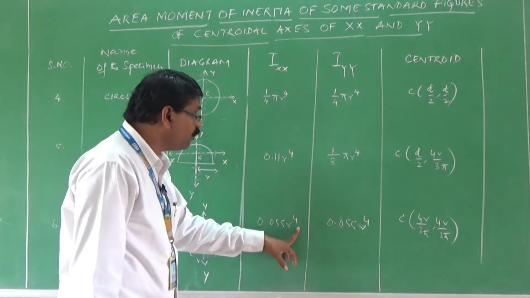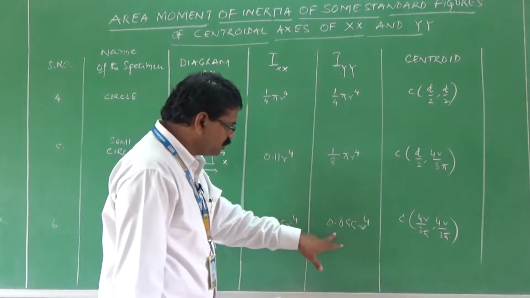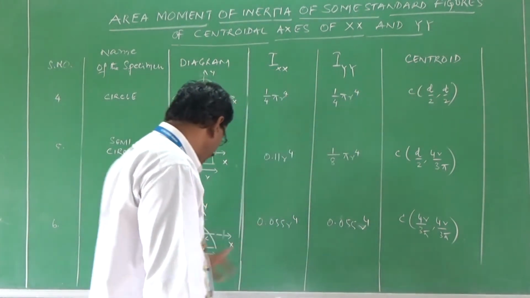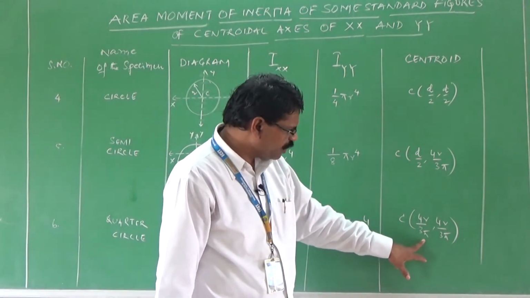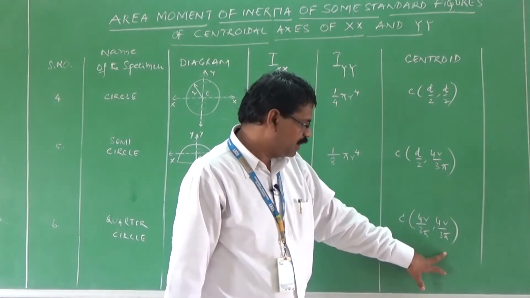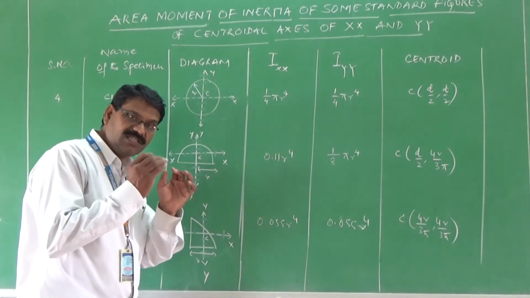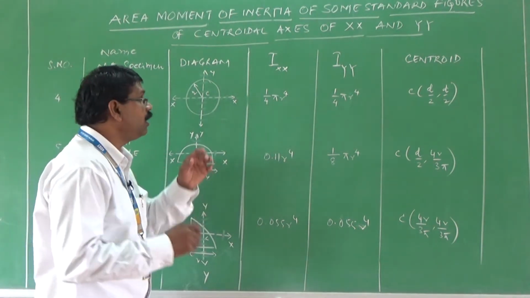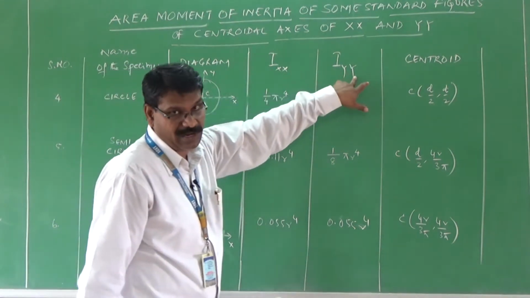Ix is 0.055 r to the power of 4, and Iy of this quarter circle is 0.055 r to the power of 4. If you want to find the centroid of this quarter circle, we have a formula that is C of 4r by 3 pi comma 4r by 3 pi. In this formula, r is called radius, and the radius is one of the parameters acting a major role to find the area moment of inertia with respect to xx and yy directions.